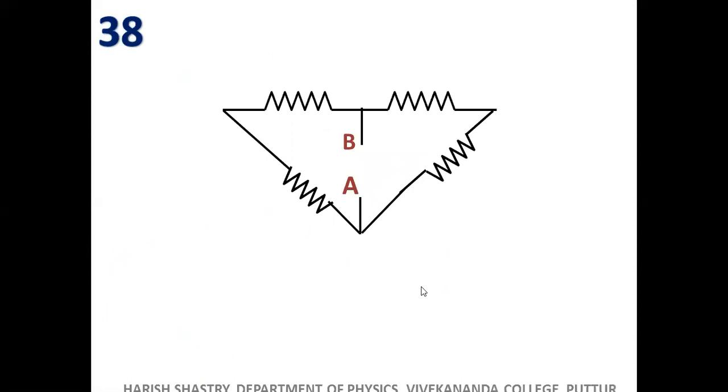Now here, another one, 38th problem. Can you push this A below and B above? You can do that, right? Then what you will get? A series resistance here, a series resistance here. Finished. This is in series here, across A and B. This is in series. 2R parallel 2R, 2R by 2. Answer is R. Very simple.